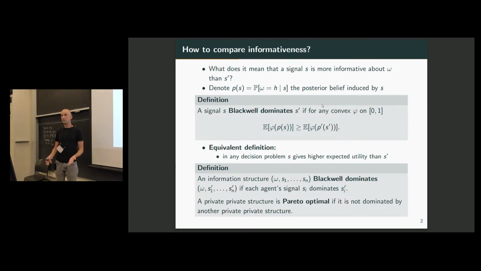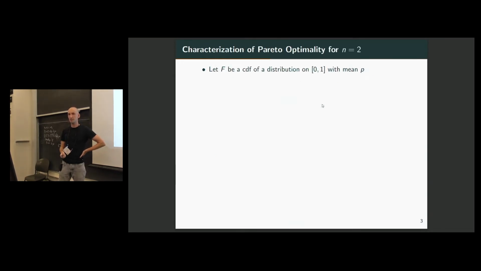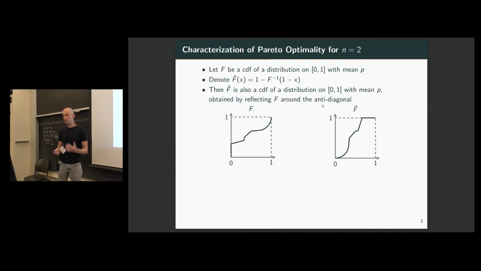And our goal is to characterize these structures. It turns out that if we have just two agents, there is a very simple answer. So, characterization for two agents. Consider a cumulative distribution function f on [0, 1] with mean p, and p is our prior probability of the high state. We can define f hat by the following formula. And what happens here is easier to illustrate in a picture.